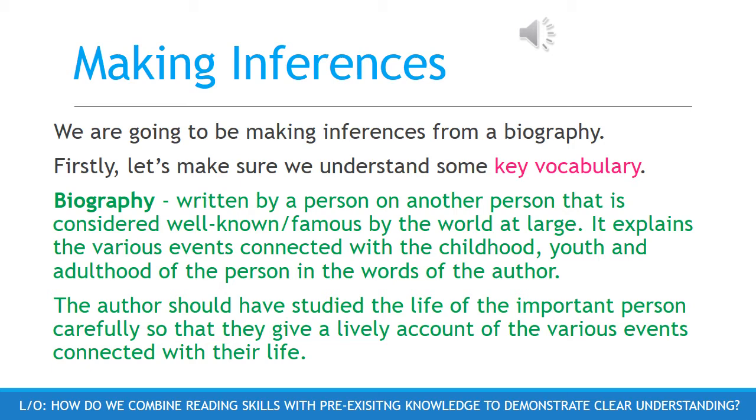It explains the various events connected with the childhood, youth and adulthood of the person in the words of the author. The author should have studied the life of the important person, and they will give a lively account of the various events connected with their life. So they try to make it into something that's really interesting to read. But it is written by an author rather than the famous person. So you might get things in that the famous person might not want you to know, for example.